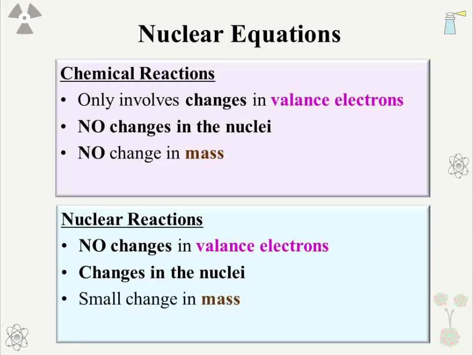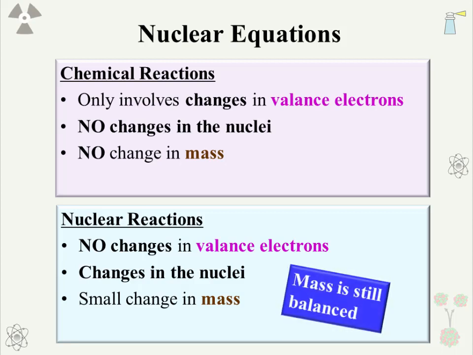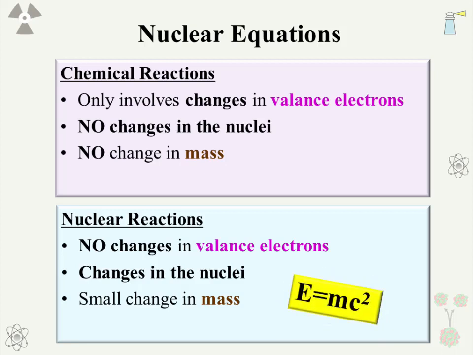Nuclear reactions do have a small change in mass. It is so small that it is ignored when dealing with mass in a nuclear equation. Still, that small mass change produces a lot of energy. E equals mc squared. For chemical reactions, there's a small change in energy.